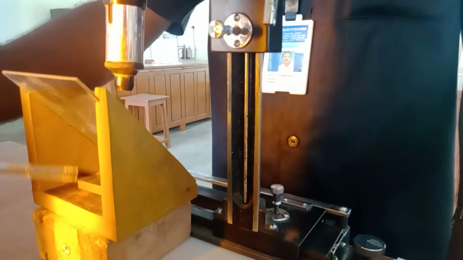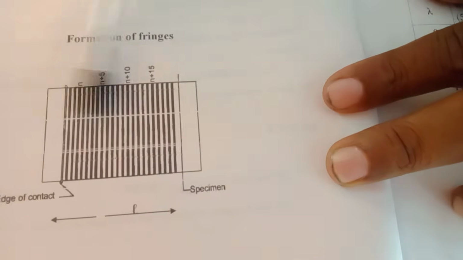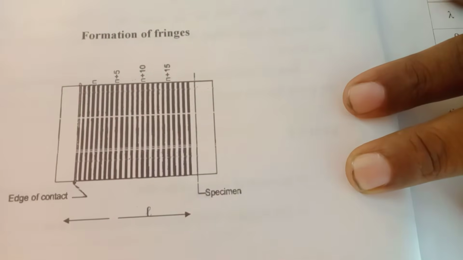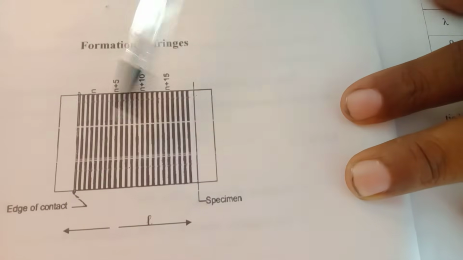So here the interference fringes are there. The fringes are in the form of lines, like this dark line. You see here, in this way the fringes are formed. That can be viewed with the help of this microscope arrangement. Okay, so this is the arrangement.